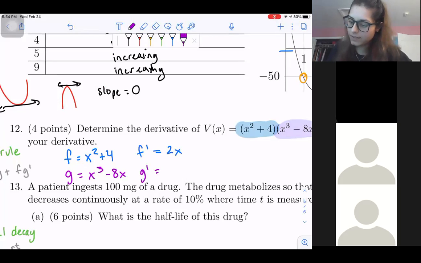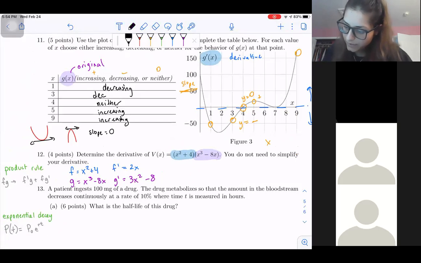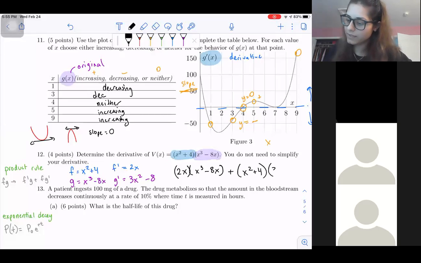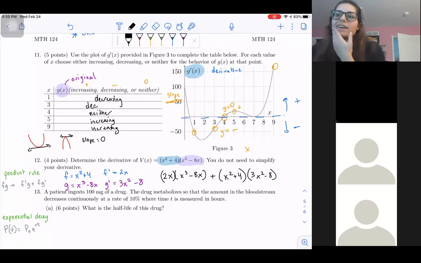And then g prime will be 3x squared minus 8. All right, and now we plug it into the product rule. So we'll have f prime, 2x, times, make sure you use your parentheses here, 2x times g, which is minus 8x, parentheses, and then plus f, which is x squared plus 4, times g prime, 3x squared minus 8. All right, and then we do not have to simplify, thank God, so we'll just leave it like that.